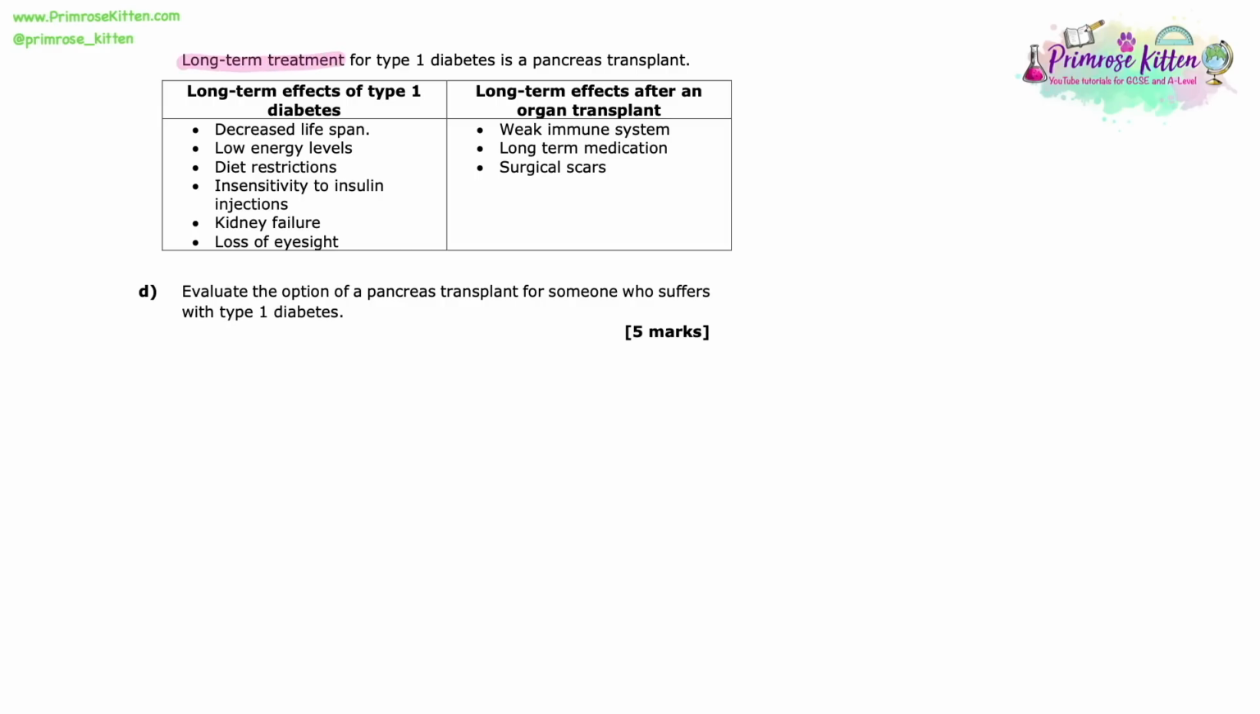Long-term treatment for type 1 diabetes is a pancreas transplant. We've got the long-term effects of type 1 diabetes, and the long-term effects of an organ after an organ transplant. It wants us to evaluate the option of a pancreas transplant for someone who suffers with type 1 diabetes. This is an evaluate question, so we need to give pros and cons, or advantages and disadvantages, and we then need to sum up with a judgment of our own. We need to decide what we think is better, the pancreas transplant or not having it.